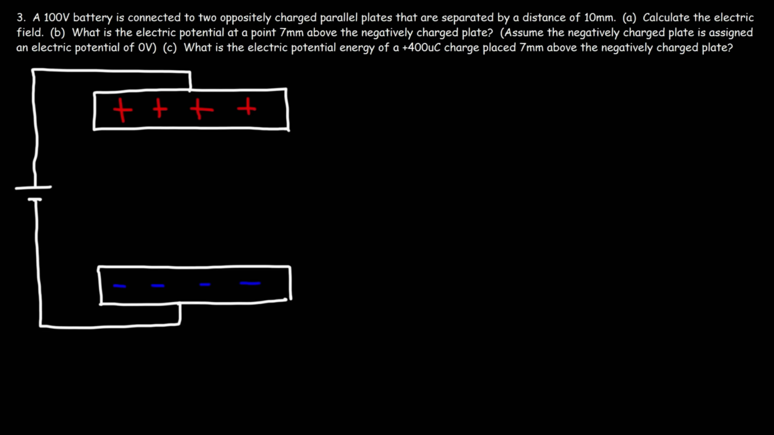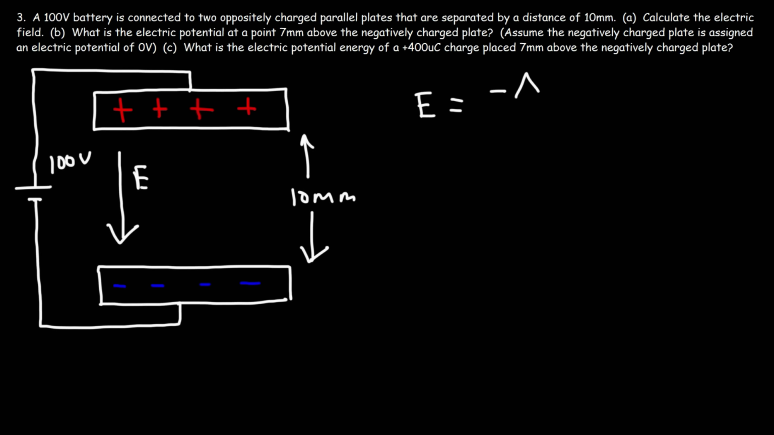Number 3, a 100 volt battery is connected to 2 oppositely charged parallel plates that are separated by a distance of 10 millimeters. Calculate the electric field. So here we have the direction of the electric field. We have the voltage of the battery, it's 100 volts, and we know the distance between the 2 plates. The formula that we need to calculate the electric field is this formula. It's equal to the change in voltage divided by the displacement.